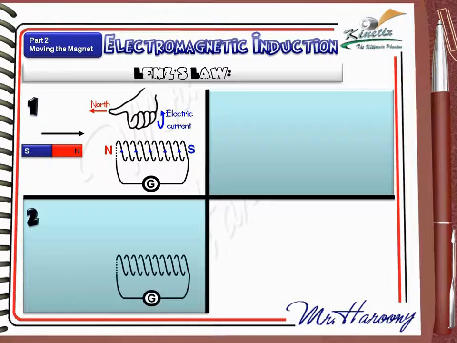Example number 2. In this example, the magnet is approaching the coil, but this time with the south. This will cause an induced current in the coil, and again the question will be, in what direction? If the coil wants to oppose the effect of the magnet that is moving towards it with the south pole, the coil must generate a south pole facing the coming south to make repulsion and resist the motion of the magnet.